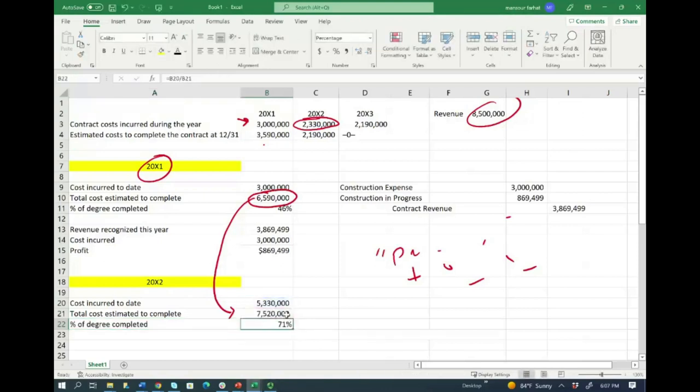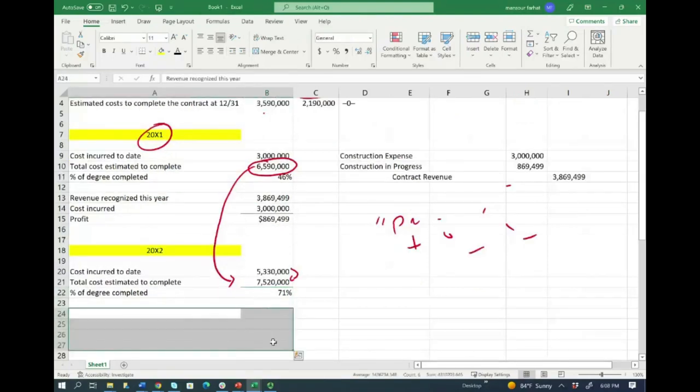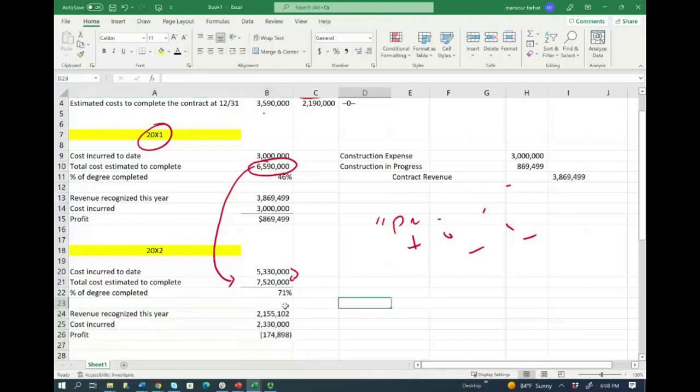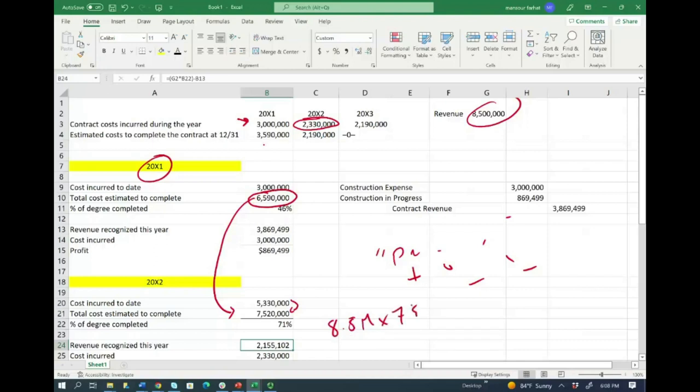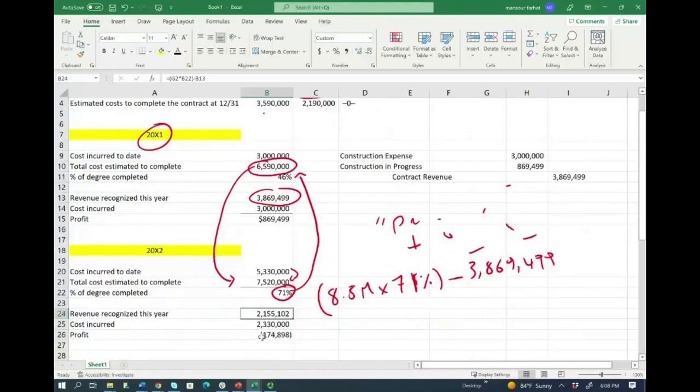As of year two, I completed 71%, taking cost incurred to date divided by the total estimated cost to complete the project. Now let me recognize my revenue and my expense for that particular year. My revenue is $8.5 million times 71% minus the prior revenue. The prior revenue is $3,869,499. Remember, I'm computing my revenue based on 71%, but I already recognized 46%. Therefore, my revenue for year two, using the formula, is $2,155,102. My cost incurred for year two is $2,330,000.